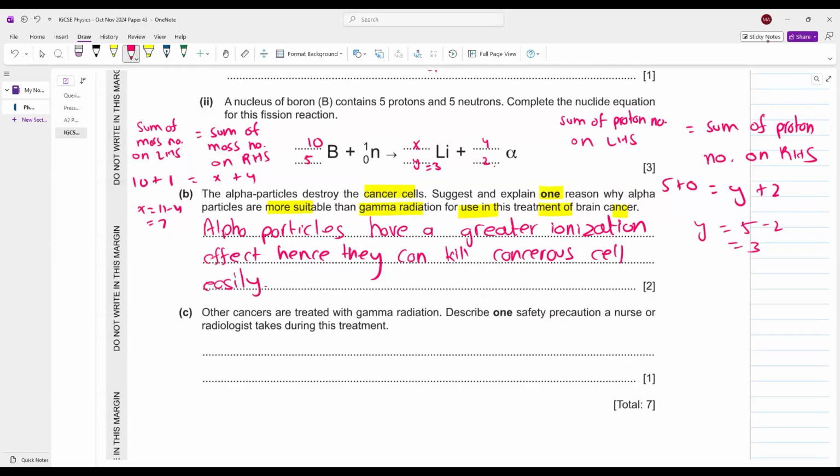Other cancers are treated with gamma radiation. Describe one safety precaution a nurse or radiologist takes during this treatment. Reduced exposure time.